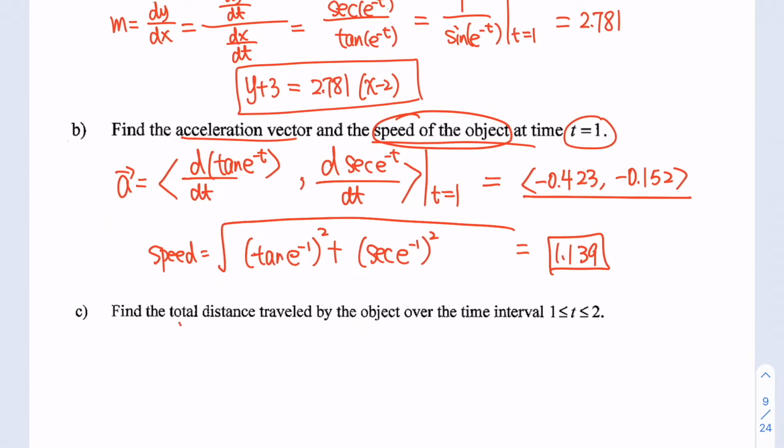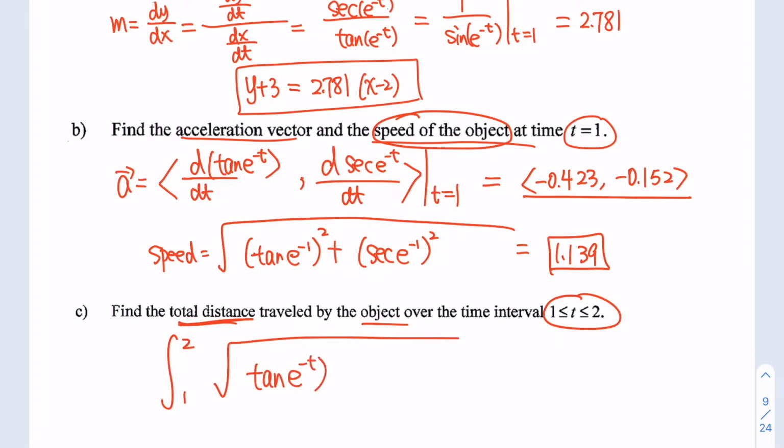Find the total distance traveled by the object over the time from 1 to 2. The distance formula, which is the integral of the speed, square root of tangent(e to the negative t) squared plus secant(e to the negative t) squared dt, and you can use the calculator. The distance is about 1.059.